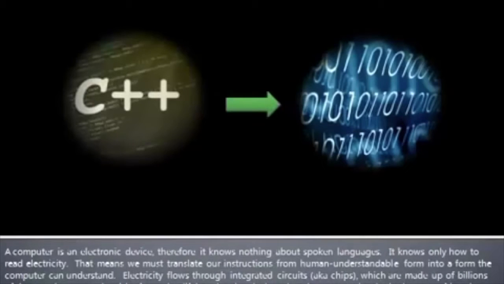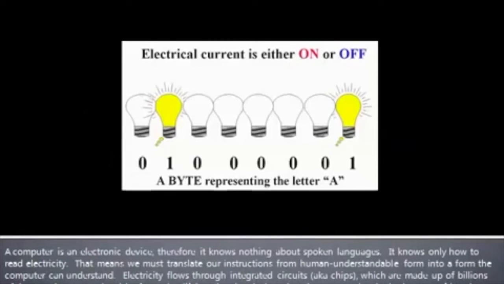A computer is an electronic device, therefore it knows nothing about spoken languages. It knows only how to read electricity. That means we must translate our instructions from human understandable form into a form the computer can understand. Electricity flows through integrated circuits, which are made up of billions of tiny transistors. At the risk of oversimplifying the electrical engineering aspect, but in the interest of keeping this explanation as simple as possible, we will just say that they can be switched on or off. These two states, on and off, can be represented in the binary number system as 0 and 1.